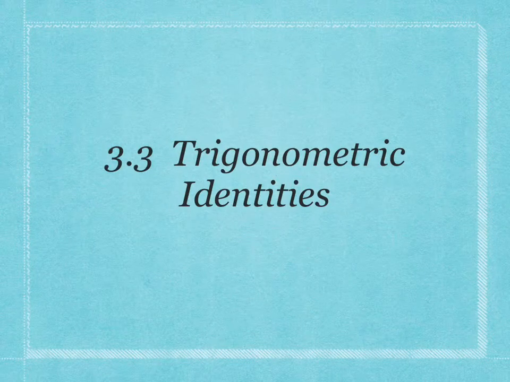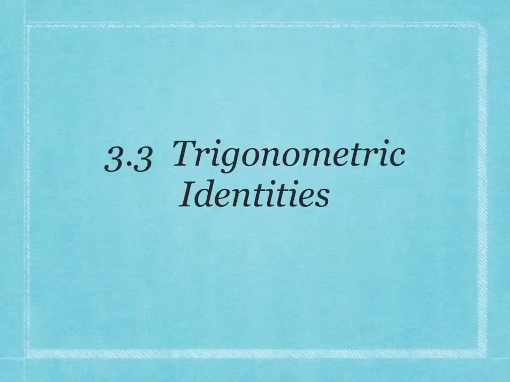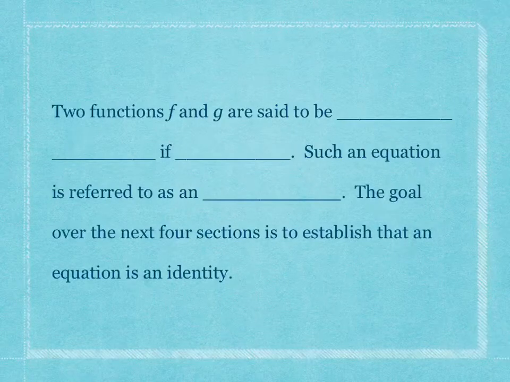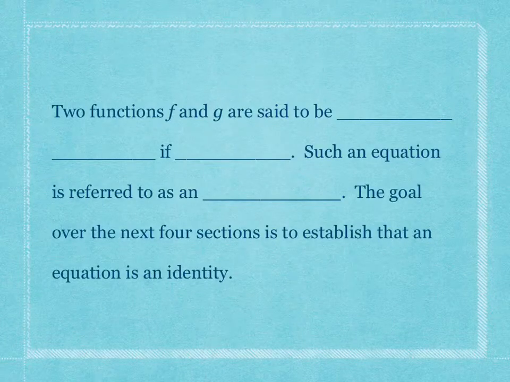All right, so today we're going to start a four-section series about trigonometric identities. Our whole goal in these sections is going to be what we call establishing identities. And let me first identify for you what our situation is where we're starting.